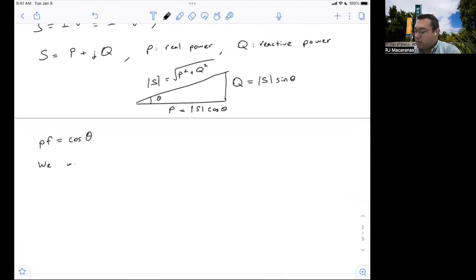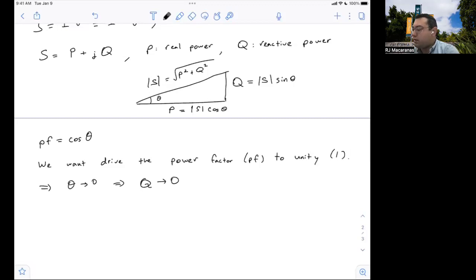So I'm going to write this down. We want to drive the power factor, PF, to unity. And that just means to 1. When we have a unity power factor, that implies that theta goes to 0. We want to get that angle down to 0. And that also implies that we want to get rid of the reactive component here. We want to drive that reactive power to 0. And lastly, all the power is real.